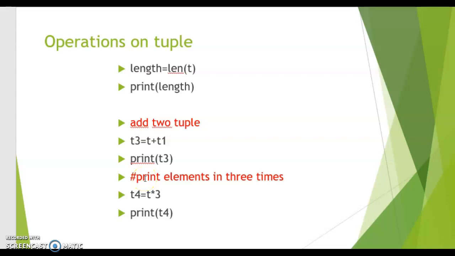Now the next operation on tuple is to print each element 3 times in a tuple. For that what I do is multiply with 3. If you change this value to 2, every element in the tuple will be printed 2 times. That means my t is 1 2 3 4 and 1 2 3 4 and 1 2 3 4, like that the tuple will be printed 3 times. Okay, let me execute in my Jupyter notebook.